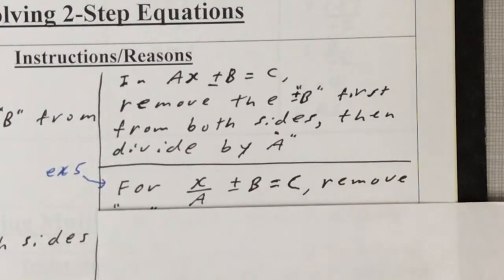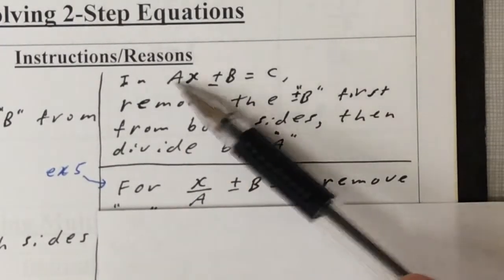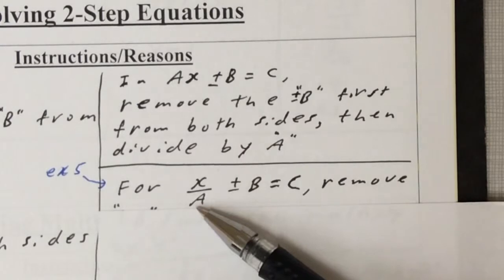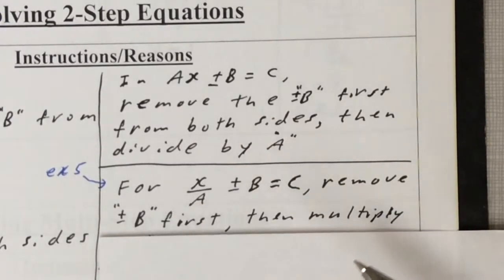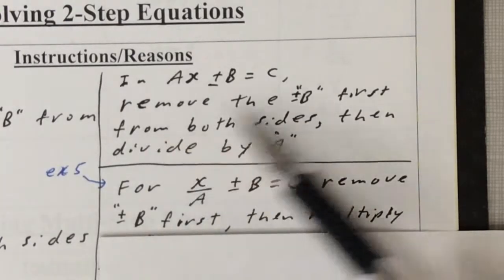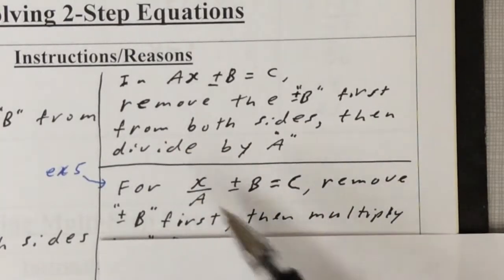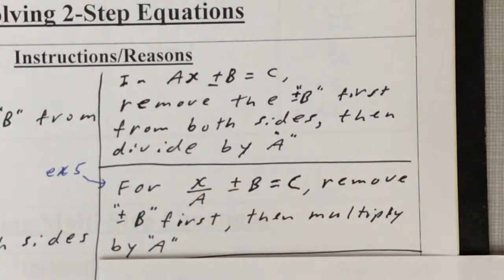The next one is, what if you have something that looks like this? Instead of ax, it's x over a. Still do the same thing, remove the plus or minus b by adding or subtracting. But then instead of dividing, you're going to multiply both sides by a to solve for x.